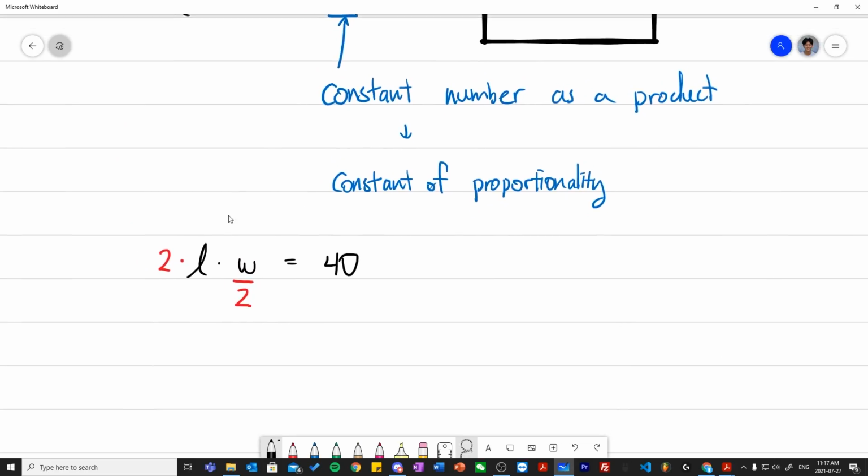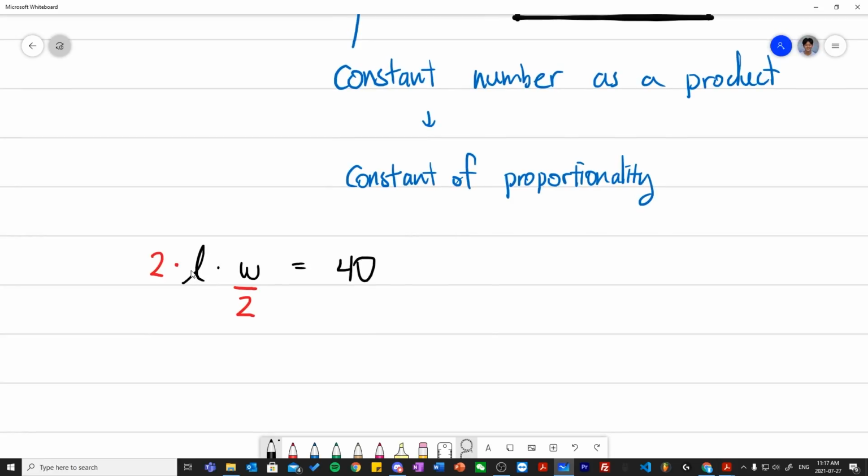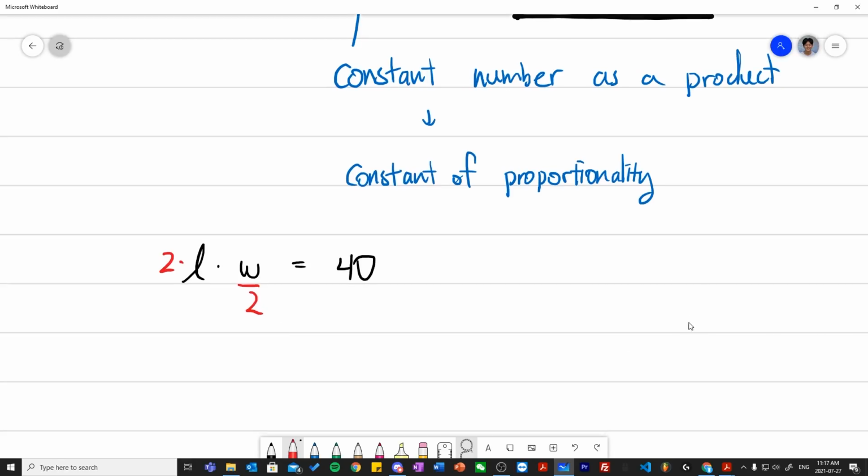When you increase something by a factor of a number, you must decrease the other thing by the same factor. In this case, the 2. So if I were to increase this by a factor of 3, multiply the length by 3, I would have to decrease the width by 3. So this is kind of our inverse proportionality thing, okay?